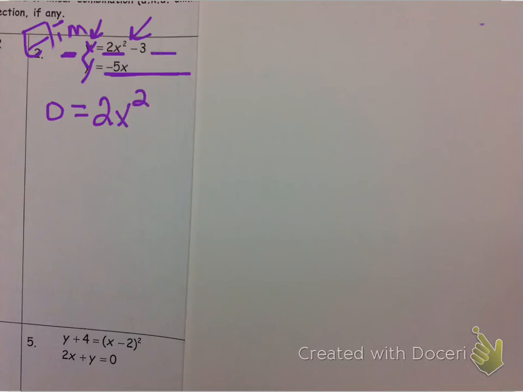And then up here, I have no linear term. I have no term that's just got an x attached to it. And so then I'm just going to subtract the minus 5x, which makes it become a plus 5x. And then last, I have the minus 3 up here with no constant down here to subtract from it, and so it just stays a minus 3.